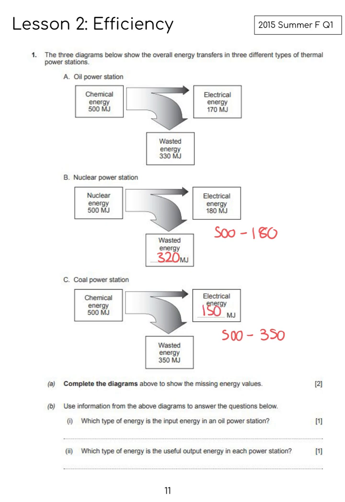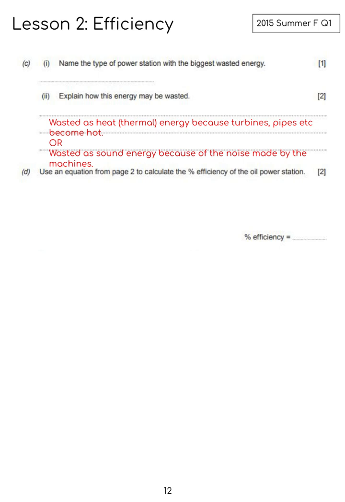Then part B, which type of energy is the input into an oil power station? So we have a look at oil power station. It's chemical energy is our input. And output is the same for all of them. It's the one that goes straight across. It's the electrical energy. All power stations we want electrical energy from. The one with the biggest wasted energy is the coal power station, and it had 350 megajoules of wasted energy. That was going down on the arrow. And how can it be wasted? It could be as heat through the turbine's pipes, or it could be as sound because of the noise that is made by the machines.